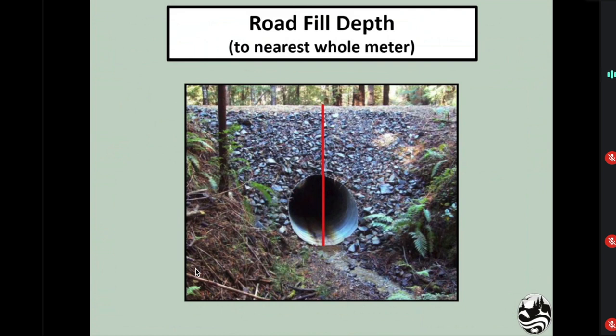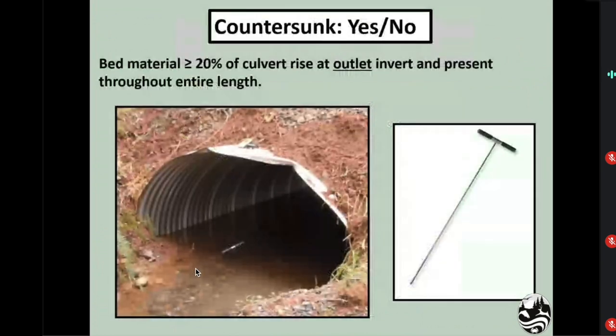So when we do road fill depth, you want to measure from the invert all the way up, just to the nearest meter. This is definitely not as important to get a specific number or a specific elevation as it is when we're actually measuring the invert of the pipe for slope and length and such. So you'll see road fill depth on the sheet.